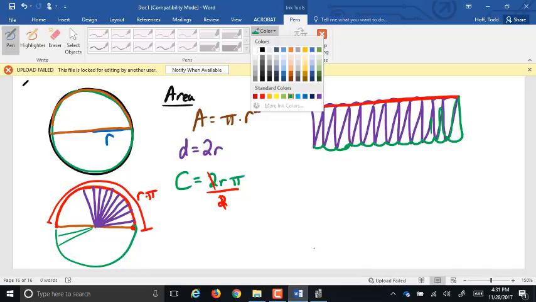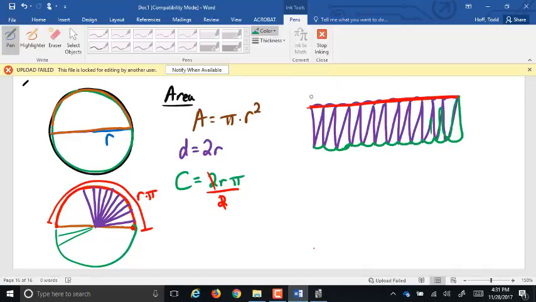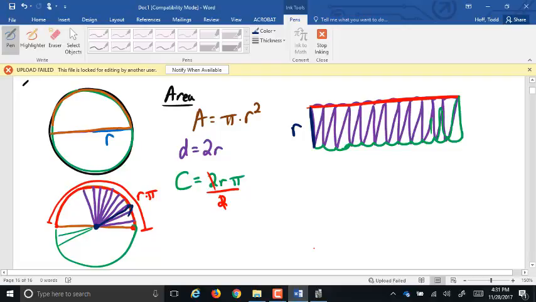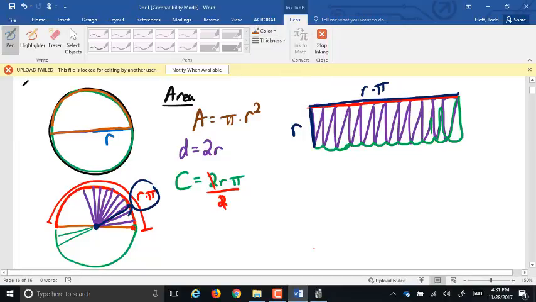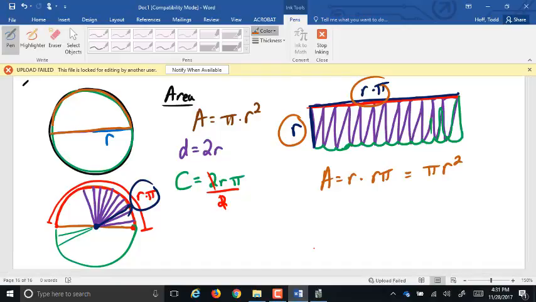So if I think of cutting those slices thin enough, what I basically have here, this distance is the radius of the circle. That's from the center out to the outside edge. This distance here is r times pi, radius times pi, that half of the circumference. So this forms roughly a rectangle that is an area of r times pi, which is, by a little bit of rearranging, pi times radius squared.